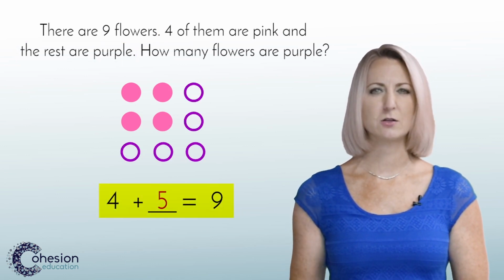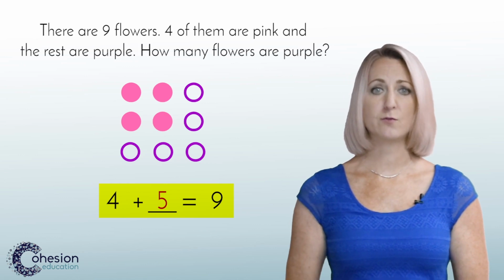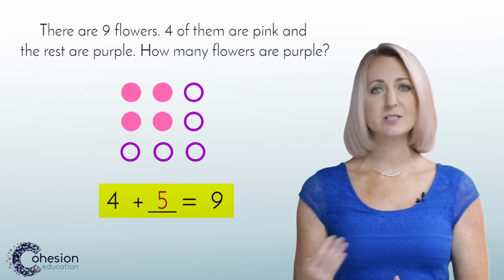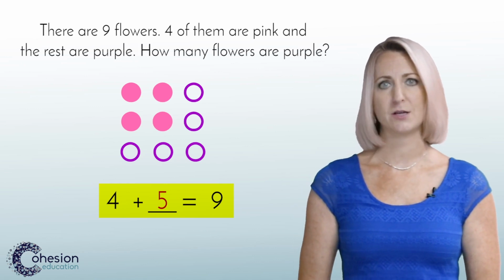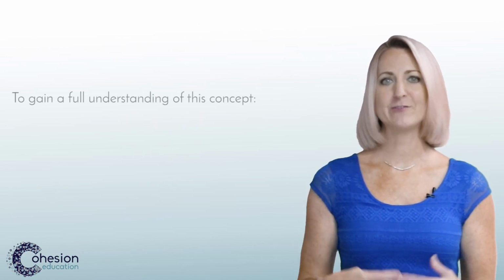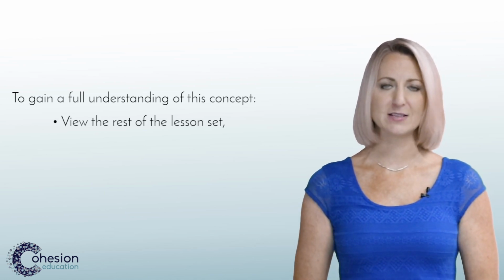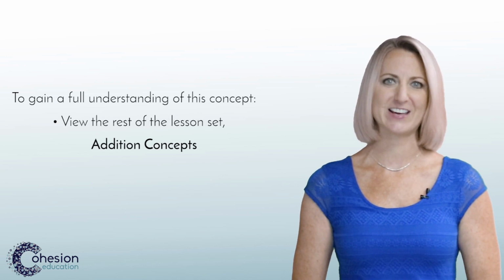Notice how the equation looks a little different. We know 4 is one of the addends and 9 is the sum, but students are actually solving for the missing addend here. To gain a full understanding of this concept, visit the lesson page to review the rest of the Addition Concepts set of lessons.